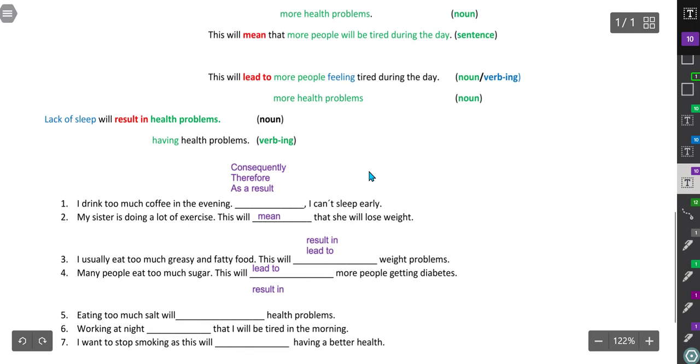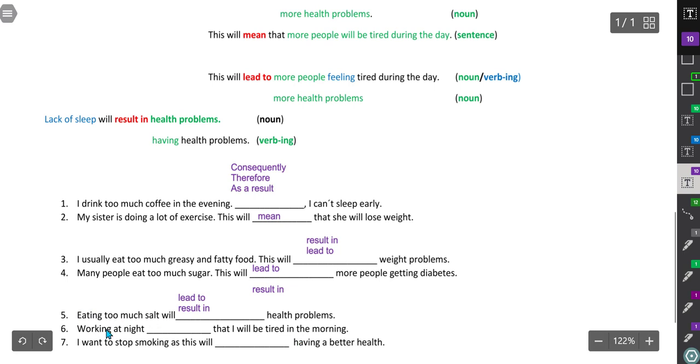If you pay attention in the examples, it's not really complicated. Okay, now let's move on with number 5. It says eating too much salt will health problems, will lead to health problems, or this will result in health problems. Okay, that's good, guys. Remember, it's similar to this case.